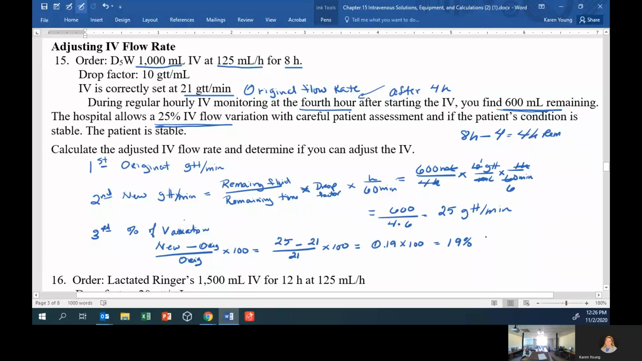So the key is that this 19% has to be less than the 25%. And so this does. So then I'm going to adjust the flow rate to my new flow rate, which is 25 drops per minute.